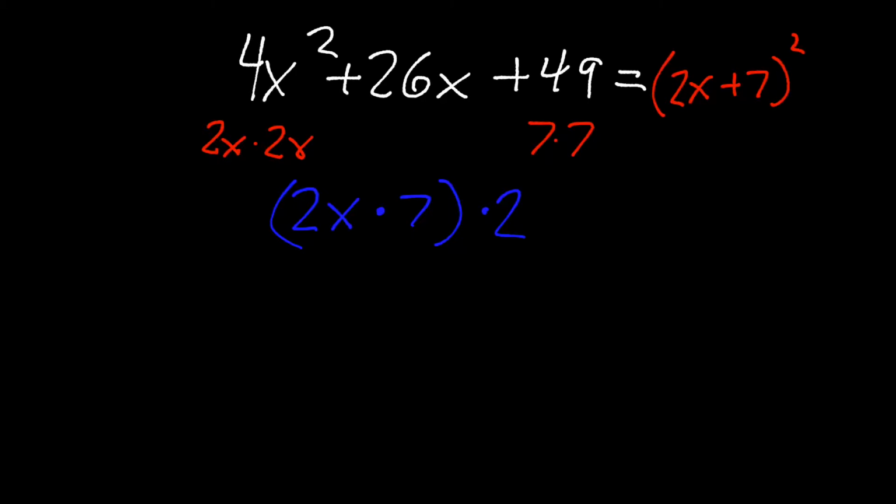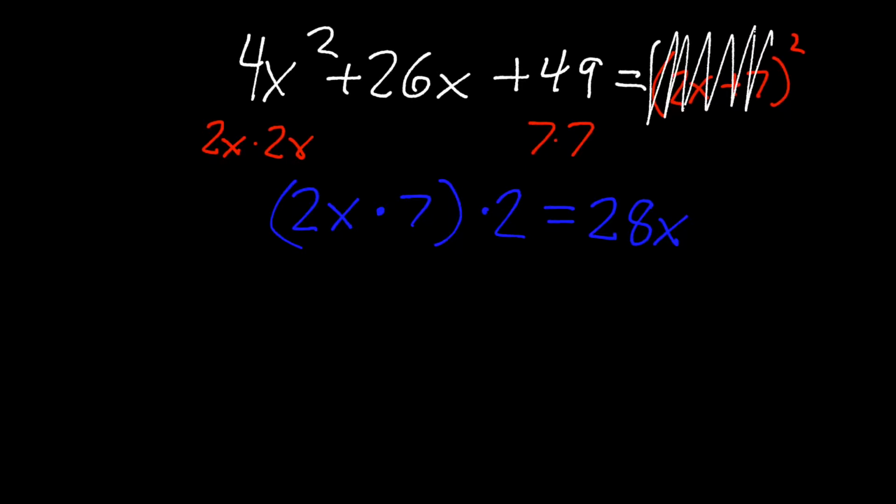So 2x times 7 is 14. 14 times 2 is 28x. Sorry, 2x times 7 was 14x. 14x times 2 is 28x. And is 28x the same thing as 26x? Hopefully you're saying no. So this is not the case. This might be factorable a different way, but it cannot be factored using the shortcut, so we can say not factorable.